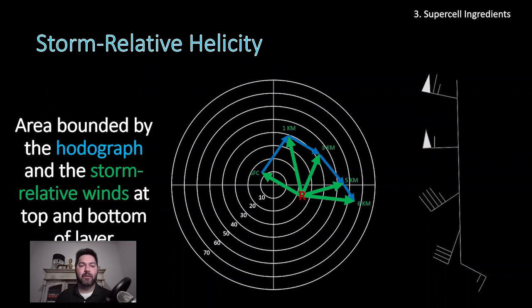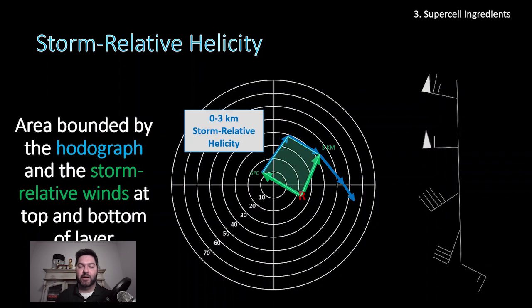Now, the area bounded by the hodograph and the storm relative winds at the top and bottom of the layer is known as the storm relative helicity. So this really just shows how much tendency for spin there is. You can see that area, in this case from surface to 3 kilometers, is this. That's a 0 to 3 kilometer storm relative helicity.